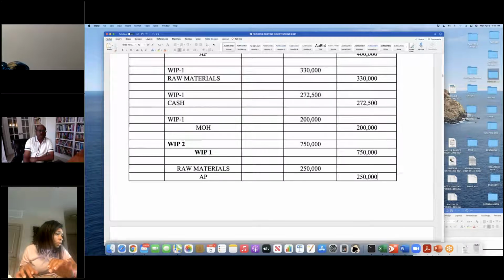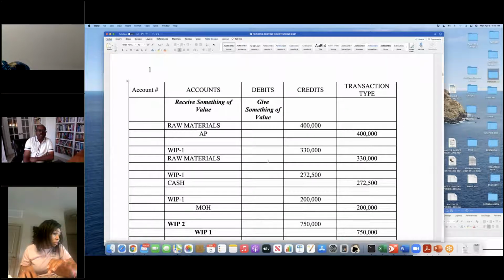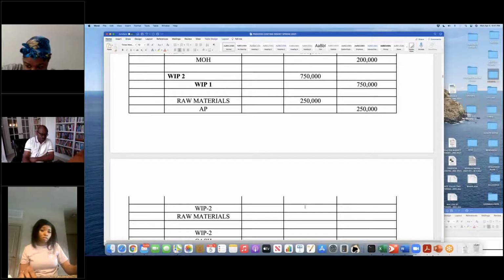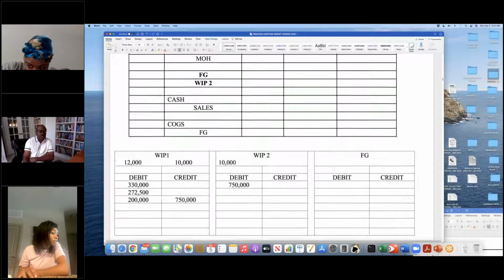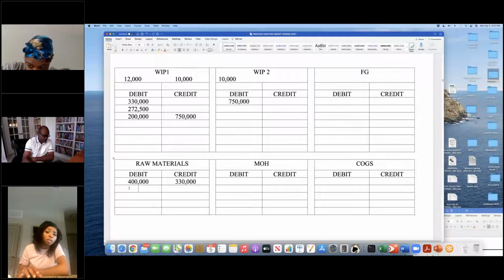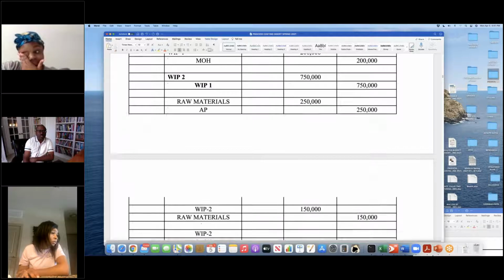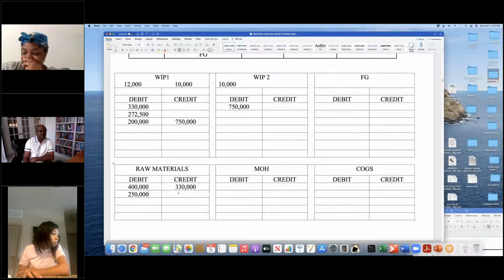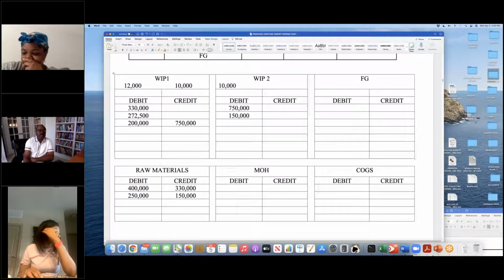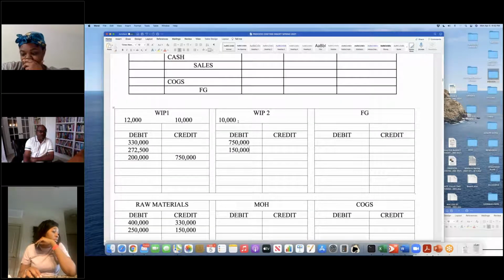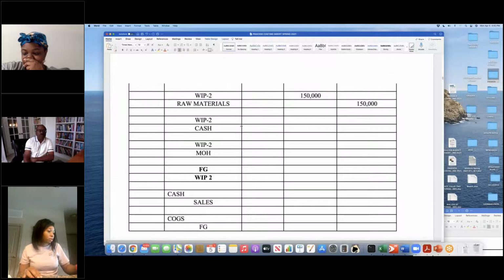Okay, and then we go right to the T account and make sure we put everything in. Of course, 150. Raw materials has another 250, right? So for raw materials, we put in another 250. Then work in process 2, 150 debited. Okay. And then you credit raw materials.